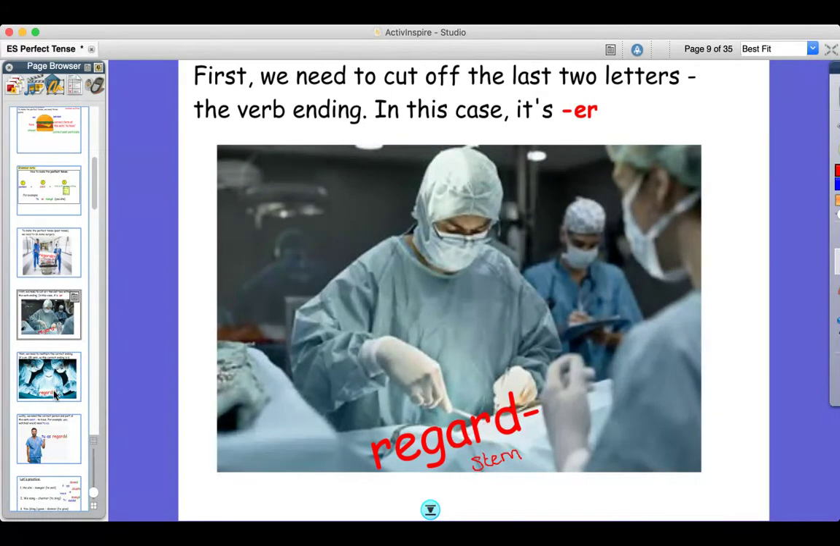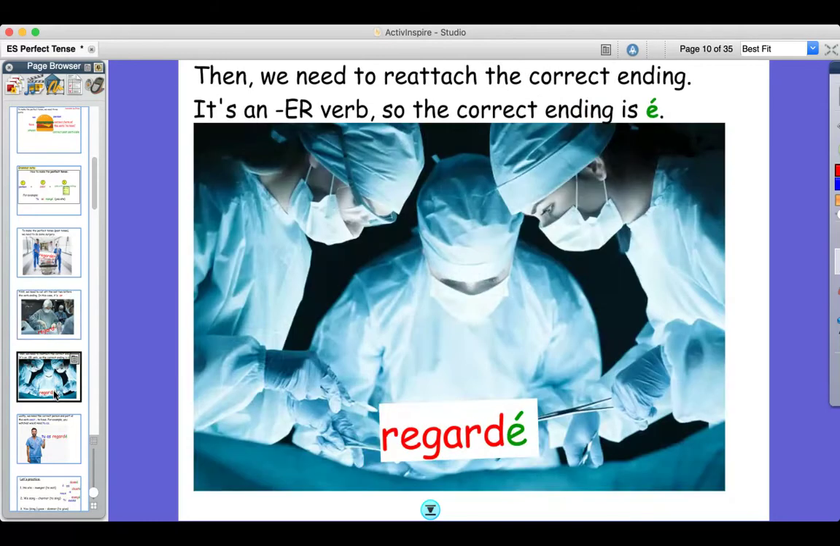Next, we need to go back to our endings. We know it's an er verb, so the correct ending to add, as we can see up here, is e acute. So we add it onto our stem and we end up with regardé. Now, this has changed from to watch to watched because we've added that ending on, the e acute.